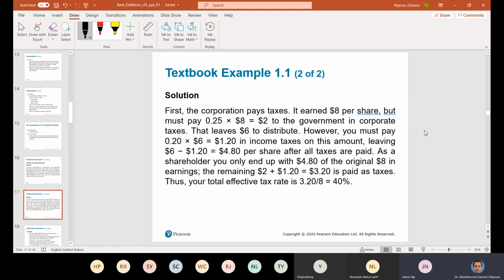Okay. As a shareholder, you only end up with $4.80 of the original $8 in earnings. The remaining 2 plus 1.20, which is 3.20, is paid as taxes. Thus, your total effective tax rate is actually 40%. If someone asks you, the total effective tax rate is 40%. Why? Because 3.20 out of $8 has been paid as the tax. Okay, this is under the C corporation. There is another form of corporation. It's called S corporation. Later, we're gonna see how is the tax calculation for the S corporation.